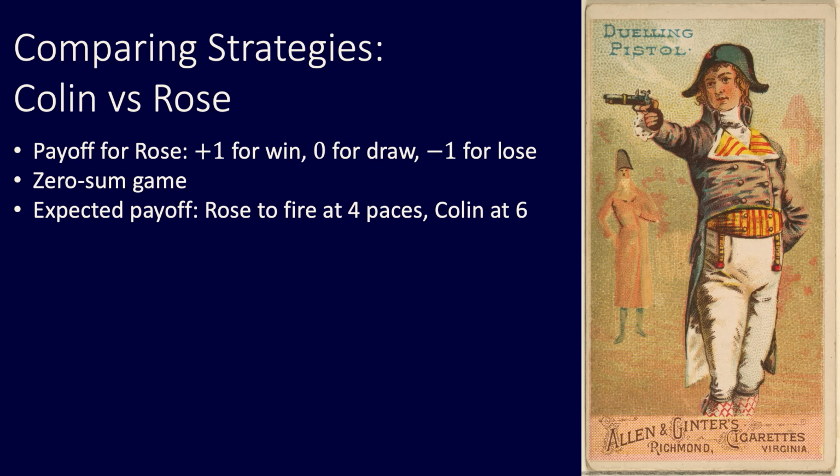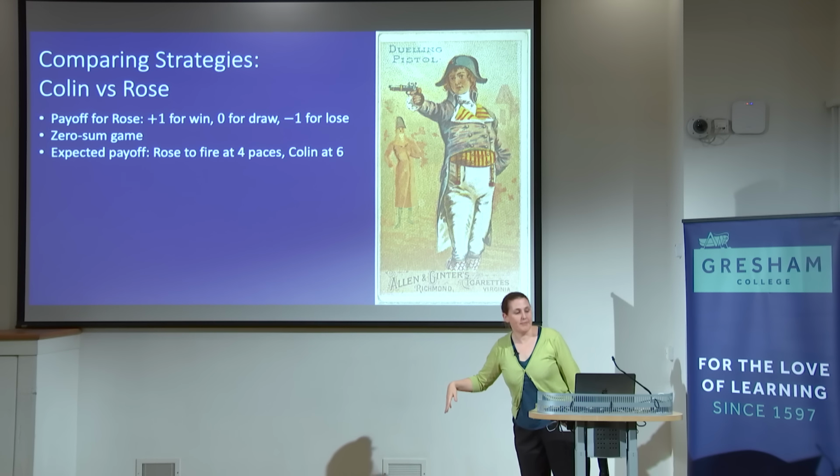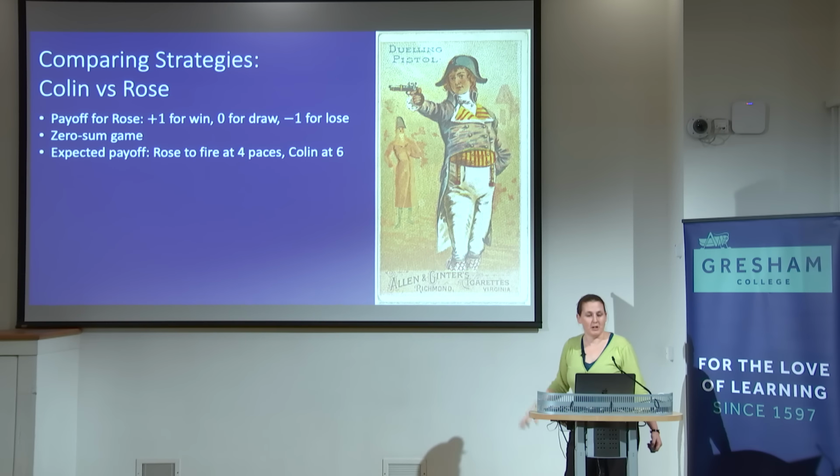Example, Rose decides she's going to fire after 4 paces, and Colin decides he will fire after 6 if he gets the chance. So obviously they don't know what the other one's doing. So after 4 paces, that means Rose will fire first. She has a 4 in 10 chance, because that was our little rule, of successfully hitting Colin and therefore winning. So with a 4 in 10 chance, she'll have +1 value, but 6 times out of 10 she'll miss, and that means Colin will win. So then the outcome will be -1 for Rose.